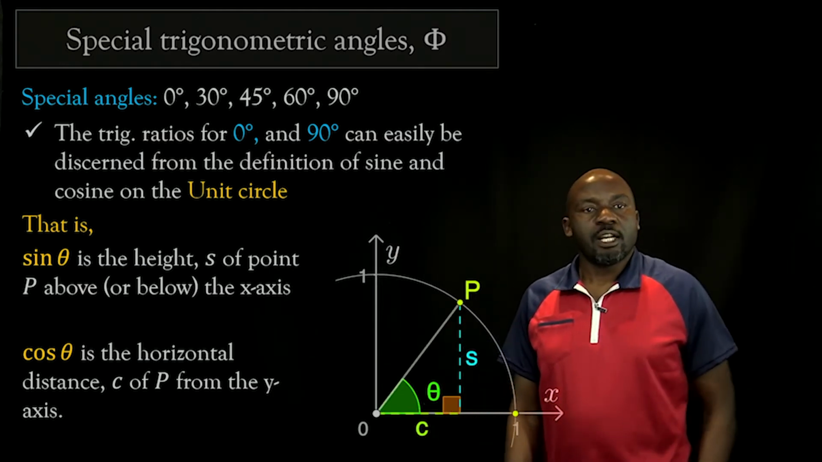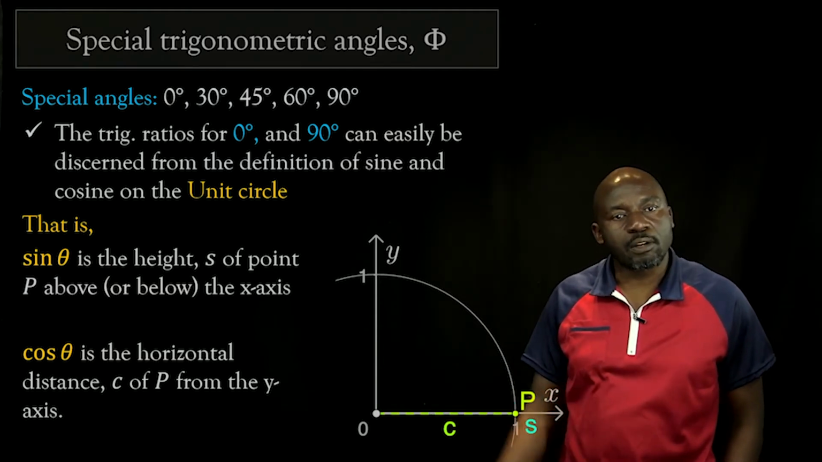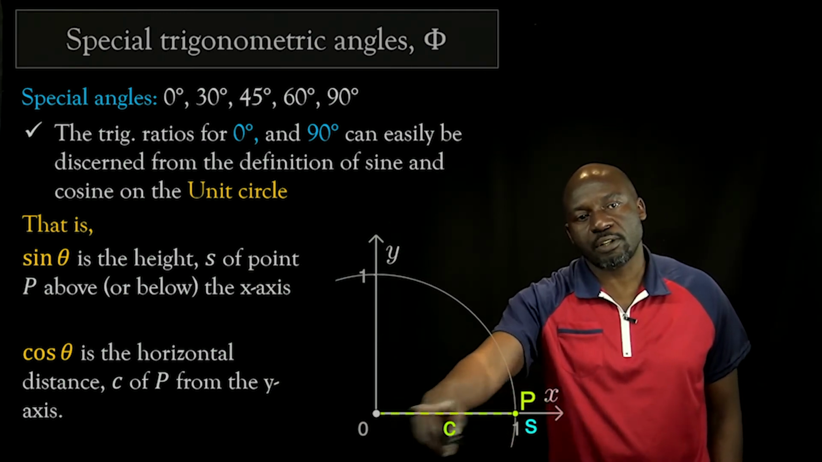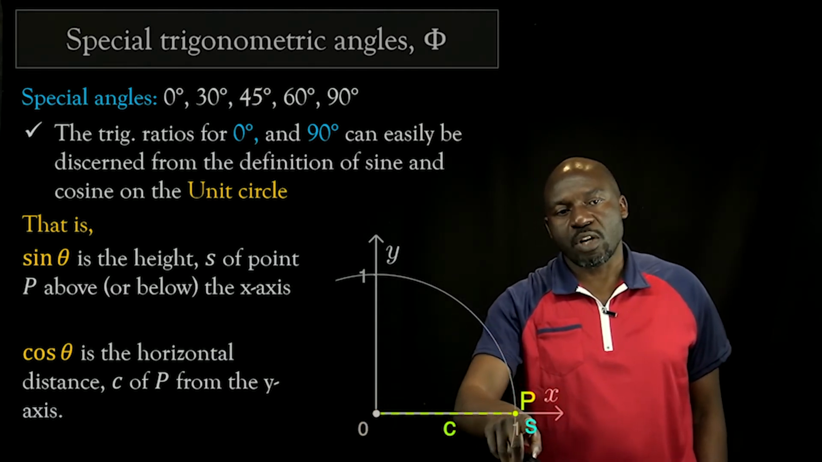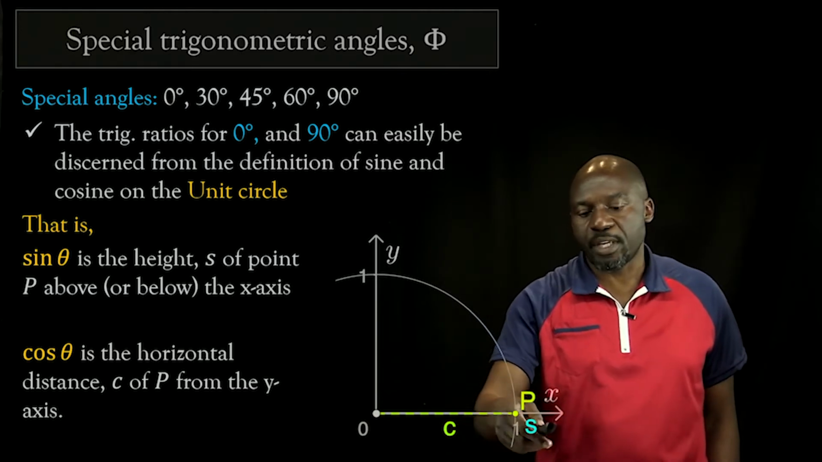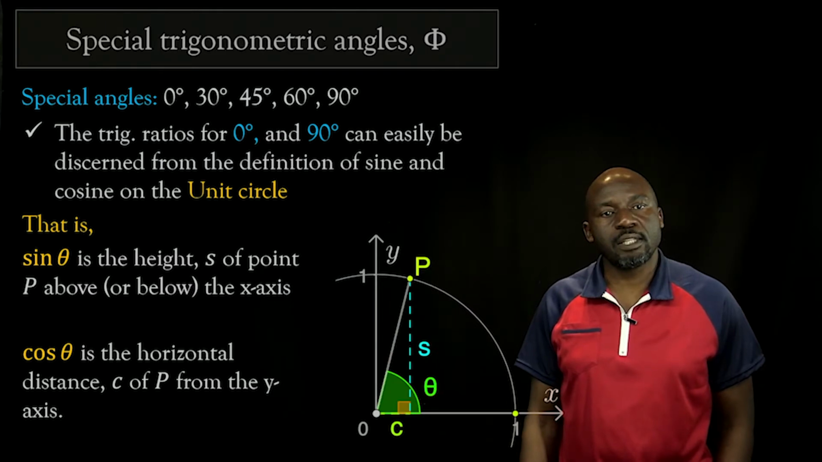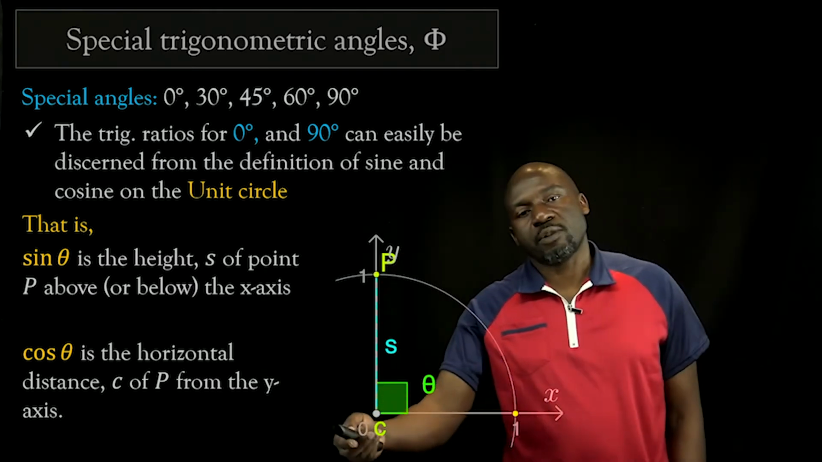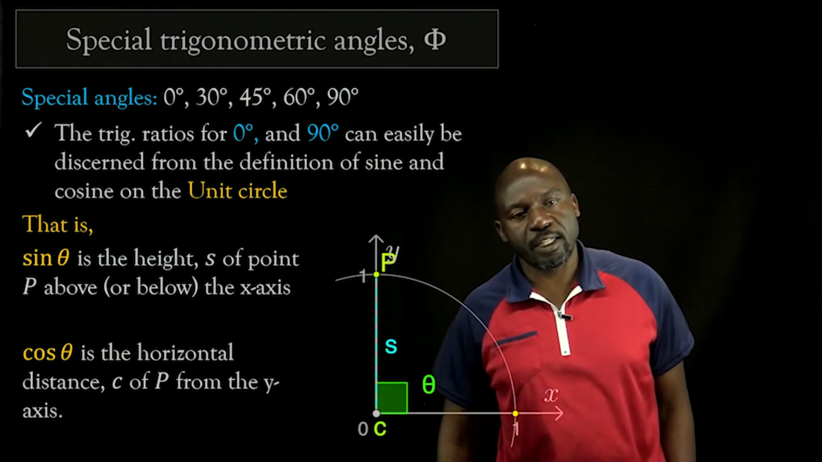So we can reason that when the angle theta is 0 degrees, the height of point P is 0. In other words, the value of sine of 0 is also 0. The value of the cosine of 0 must be 1 because C is now maximum there. Similarly, if I move point P up, you can see S is increasing while C is decreasing. So at 90 degrees, it is clear that S is 1. In other words, sine of 90 is 1, while cosine of 90 is 0.